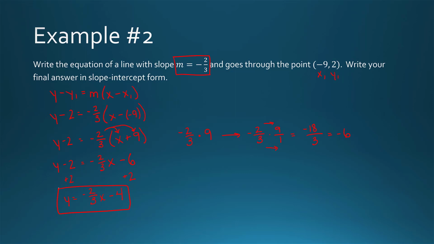So the slope-intercept form, where the slope is negative 2/3 and it goes to the point negative 9 comma 2, is this equation here. Y equals negative 2/3 x minus 4.